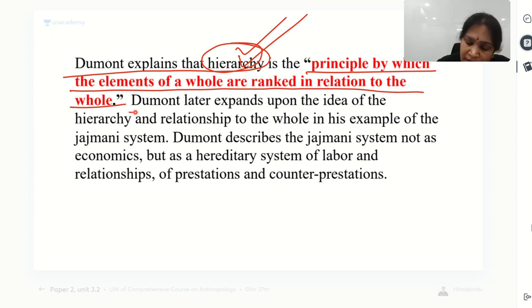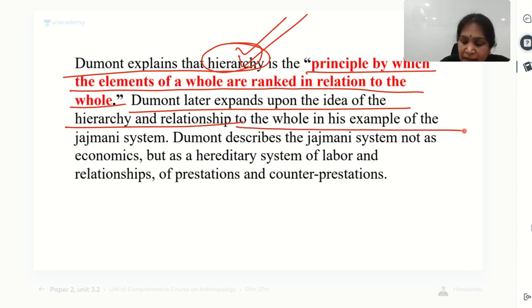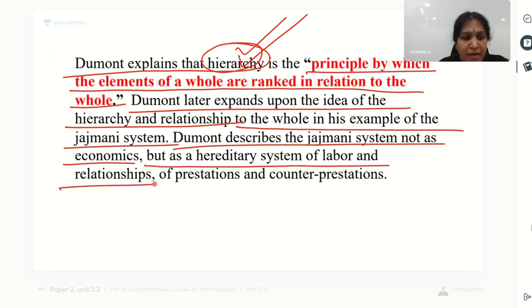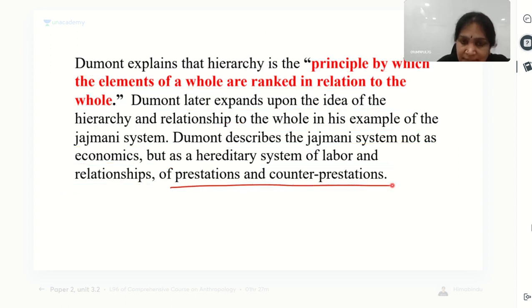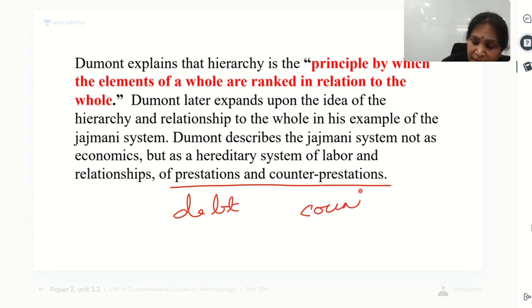Then Dumont later expands upon the idea of hierarchy and relationship to the whole in his example of the jajmani system. He explained the statement with the example of the jajmani system. We also did that. Dumont describes the jajmani system not as economic, but as a hereditary system of labor relationships of prestations and counter-prestations. Prestation means what? Debt. This is counter-debt.